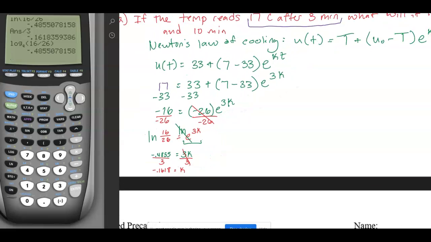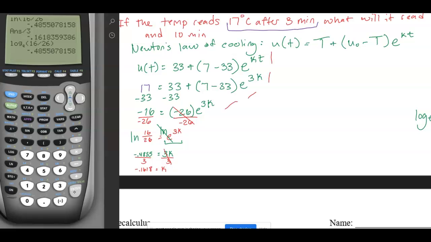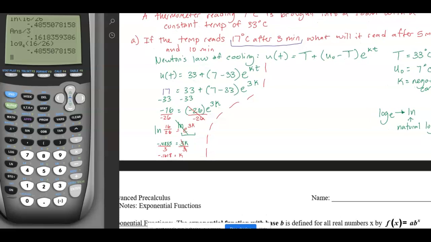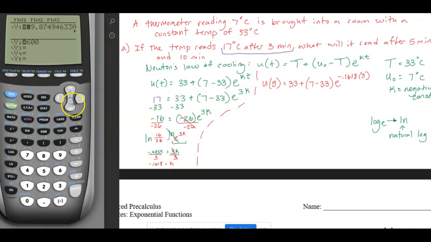All right, so now that we know k, this is the first part of this, unfortunately. Now that we know k, we can find the two things it wanted me to find. What will the thermometer read after 5 minutes? So 5 minutes is the time. All I now need to do is type in 5 to my equation. Because I like using my calculator, I put this in my equals instead.